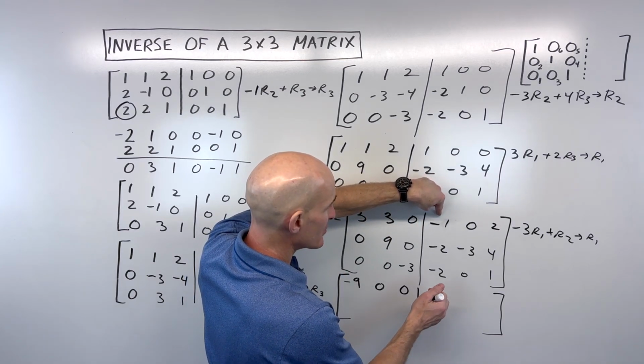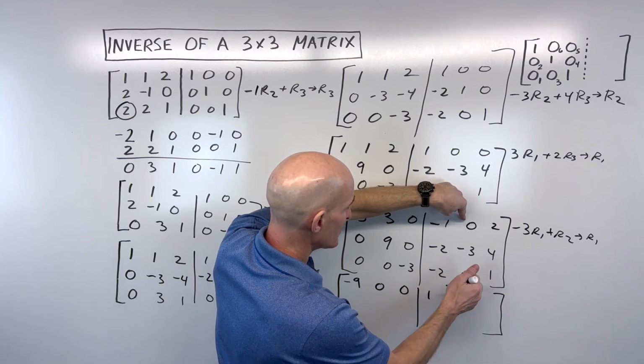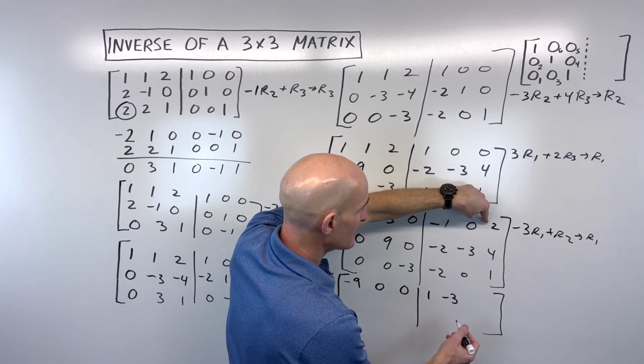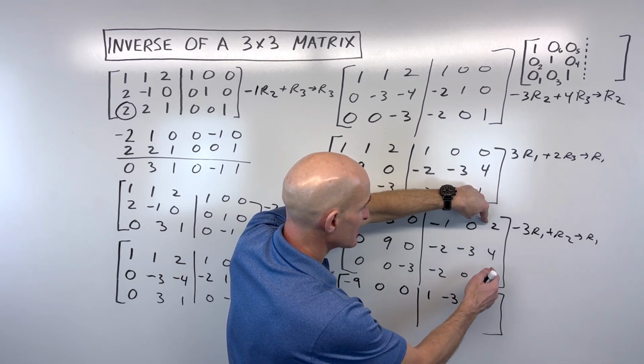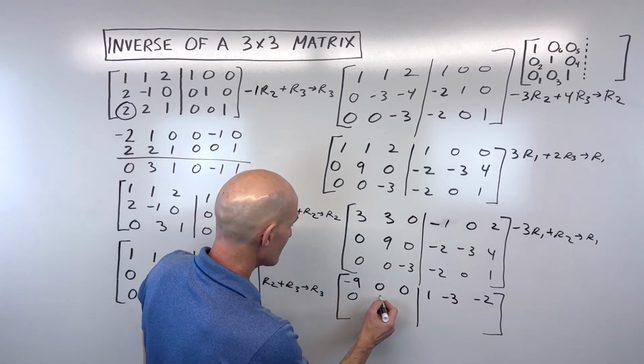Negative 1 times negative 3 is 3. Plus negative 2 is 1. Negative 3 times 0 is 0. Plus negative 3 is negative 3. 2 times negative 3 is negative 6. Plus 4 is negative 2. The other rows remain the same.